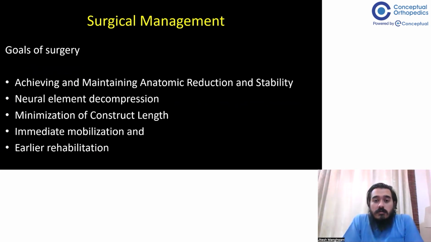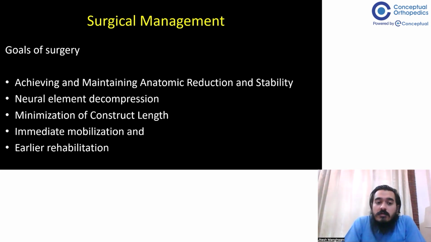So what are the goals of surgery? Whenever these patients are to undergo surgery, the first goal is to achieve and maintain anatomic reduction and stability. Whenever there are dislocations, subluxations, or the column is moved, our aim is to get the anatomical reduction, the bones back in place, and to stabilize them. Along with that, if there is a significant amount of compression, we have to decompress the spinal cord or the nerve roots as well.